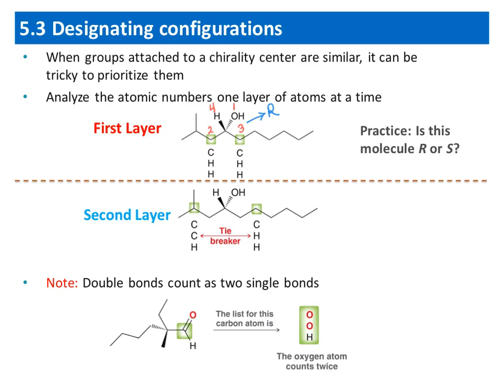A very important point here is when you want to count double bond, you need to count it as 2 single bonds. So what does that mean? Here is the chiral center, which is connected to the carbon that is double bonded to oxygen. So if you want to count the connection here, I need to count the oxygen twice. So this carbon is connected to oxygen 2 times and also connected to hydrogen.